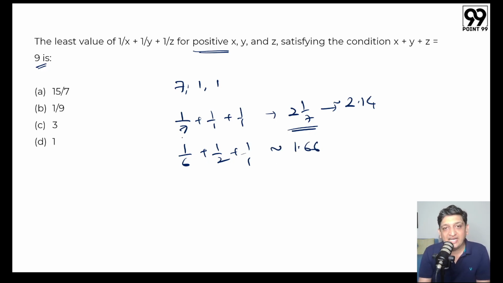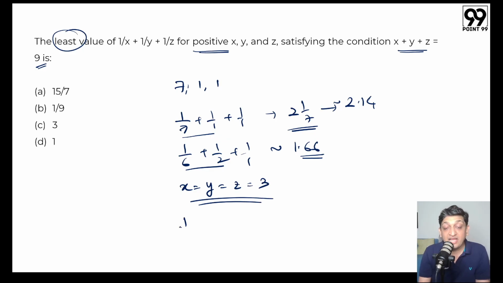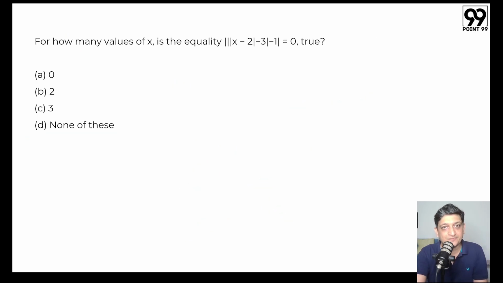So you can see that as these numbers start getting closer, the sum becomes lower and lower. I want to find the least value, which will happen when all three of them are equal to each other. So I will have to take x equals y equals z equals 3, and the least value of the sum is going to be 1 by 3 plus 1 by 3 plus 1 by 3 equals 1. So option D here is the correct answer. Try this question again. It's a very interesting question.